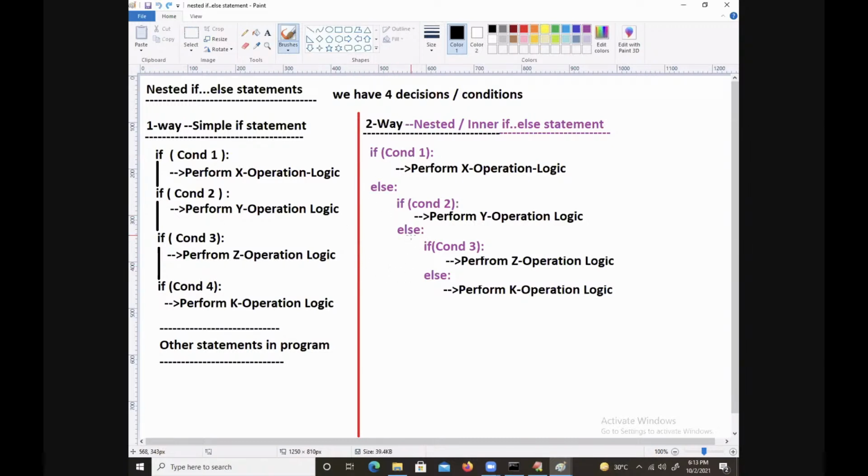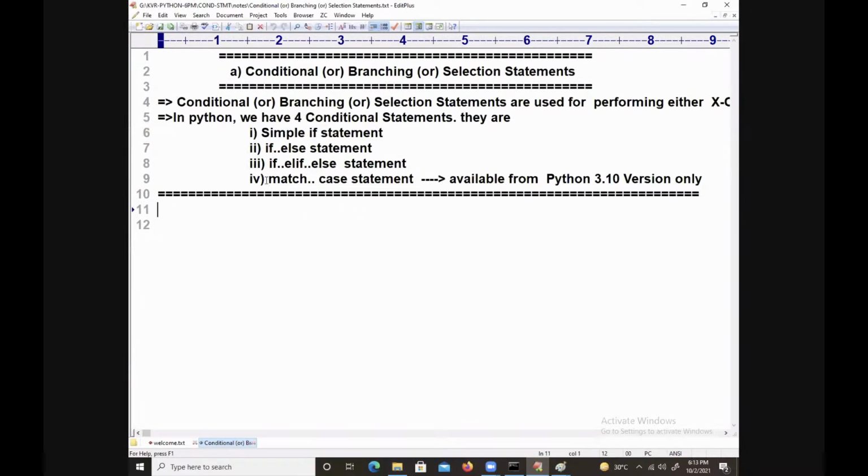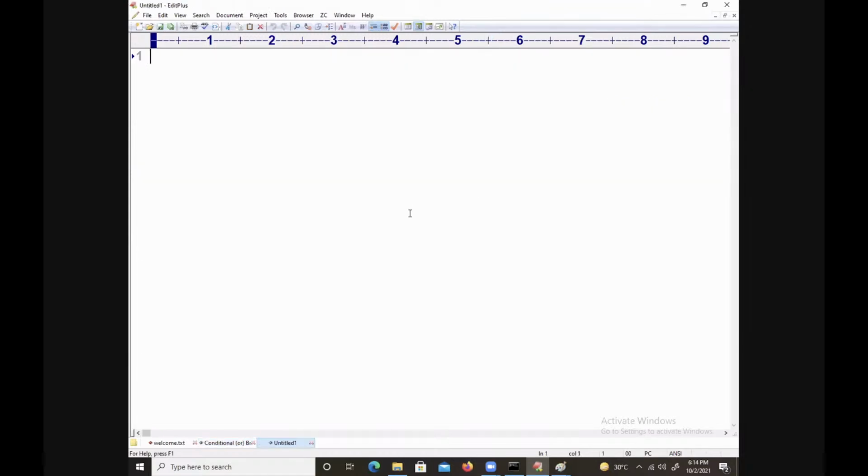In this context, what I would like to tell you now is another way to represent these inner if statements more easily. One more syntax is available. What is that? The approach is called the if elif else statement, and I want to discuss it in today's class. Shall we start now? Yes. So let us start with the if elif else statement. That is our today's concept.